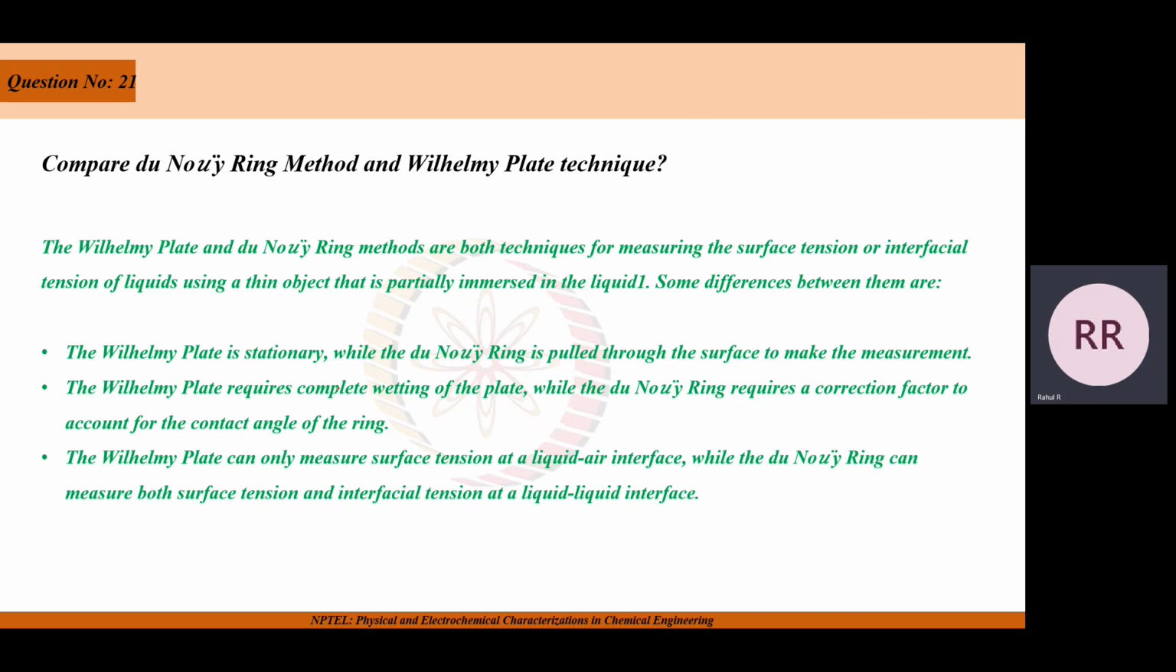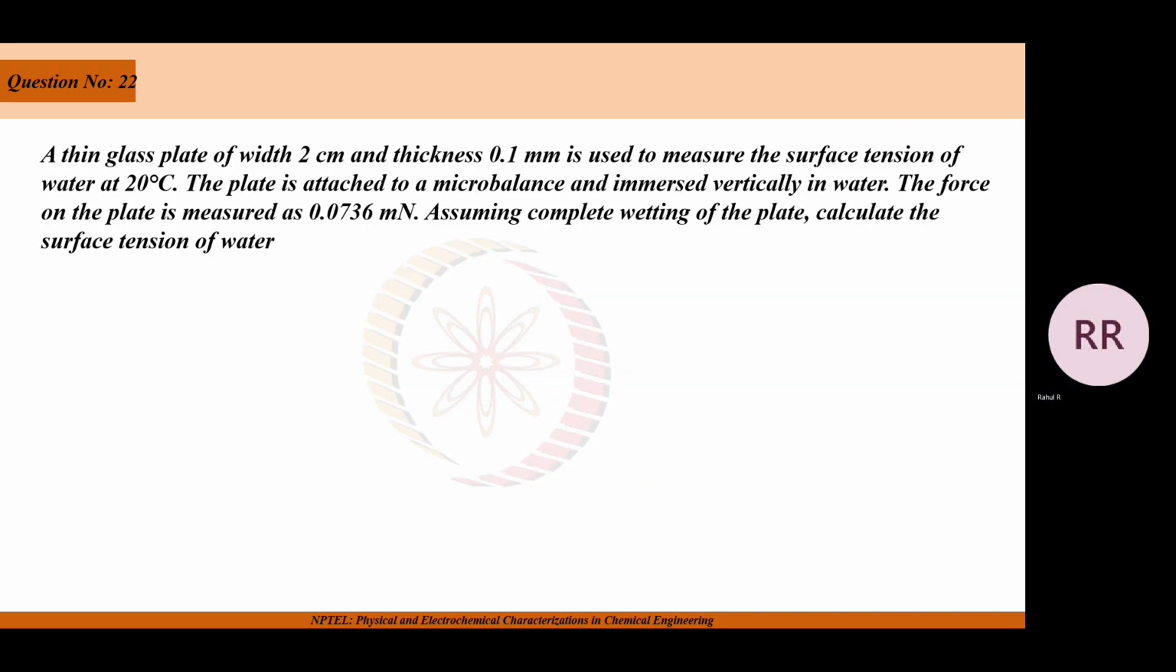The Wilhelmy plate requires complete wetting of the plate, while the Du Noüy ring requires a correction factor to account for the contact angle of the ring. The Wilhelmy plate can only measure the surface tension of the liquid-air interface, while the Du Noüy method can measure both surface tension and interfacial tension at liquid interfaces. So these are the major comparisons between the Du Noüy method and the Wilhelmy plate technique.